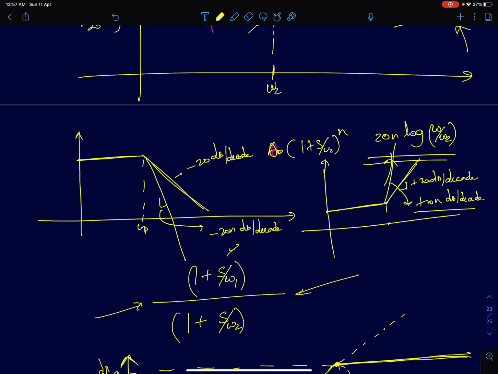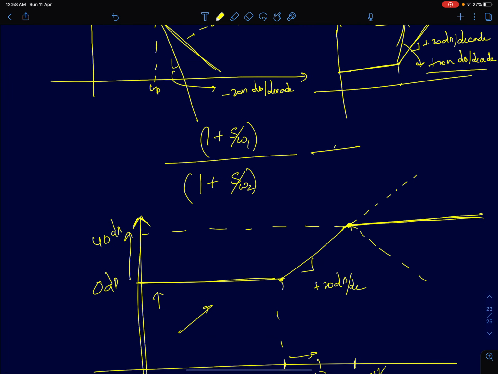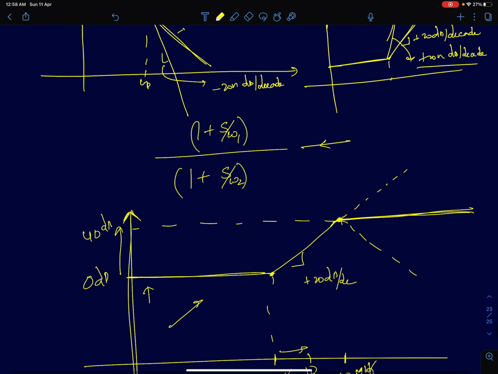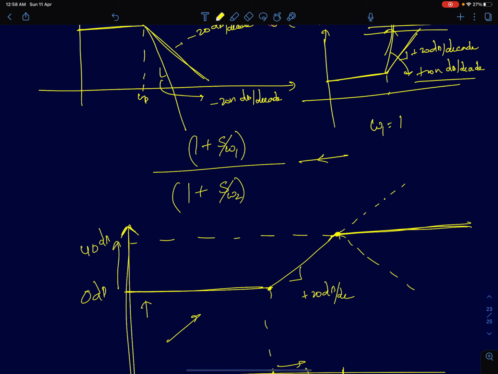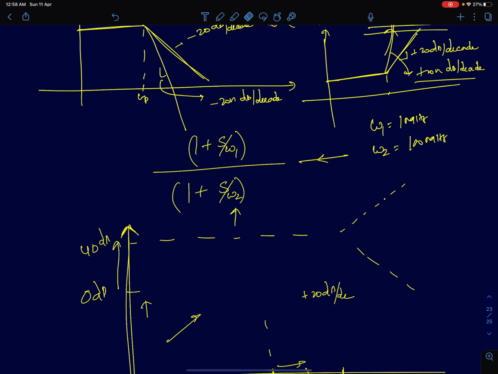Now with this knowledge, we will try to draw the frequency response given the transfer functions. So given here is a transfer function that's showing 1 plus s by omega 1, and it is given omega 1 is 1 megahertz and omega 2 is 100 megahertz. So now we are supposed to plot this transfer function.